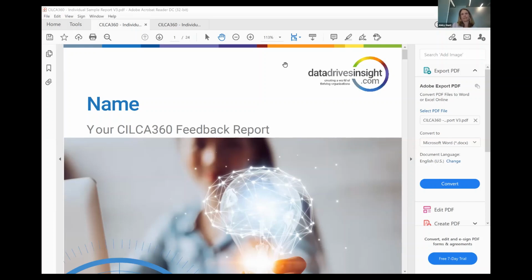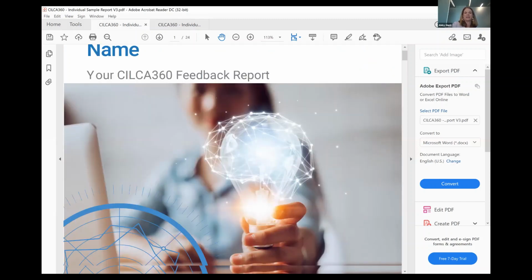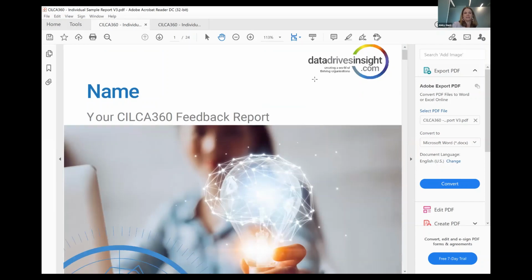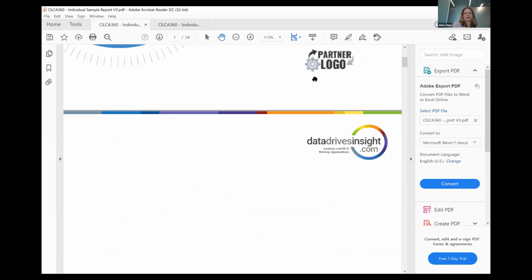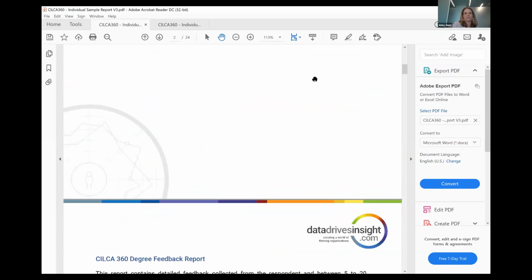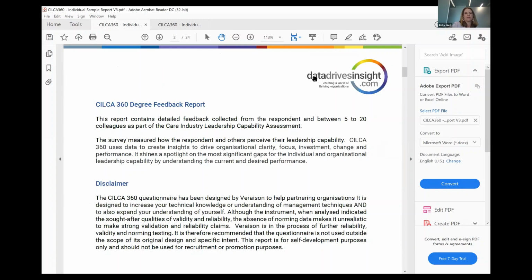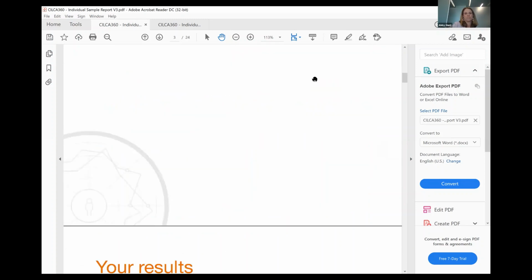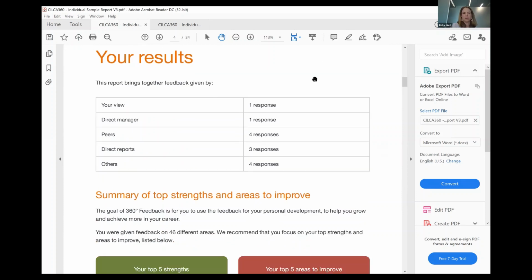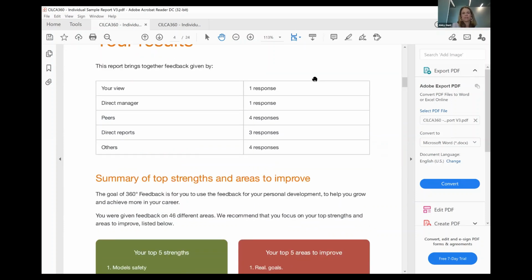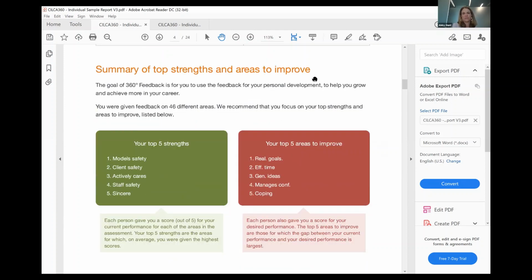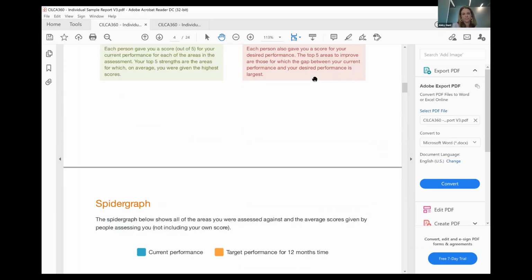Great. Excellent. So here is the report. It looks a little bit fresher, as you can see. We're going to scan through the usual disclaimer, etc. The usual results, you can see who's filled it in and the amount of people. All that's the same, as you can see, the top 5 areas, etc.